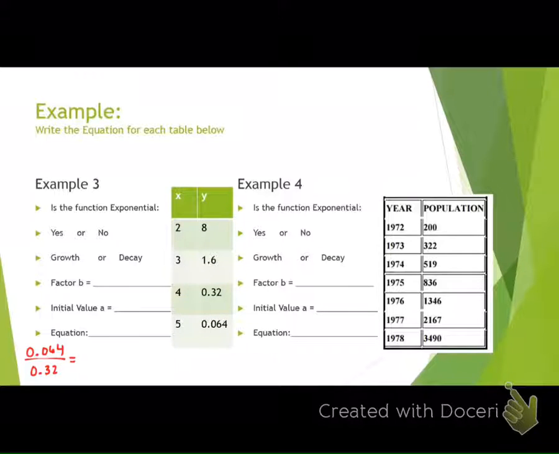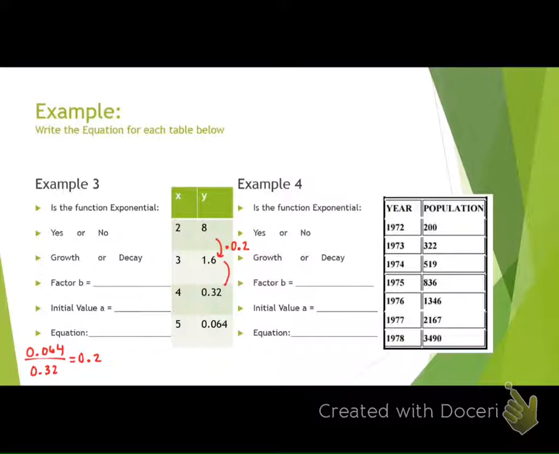So go ahead and do 0.064 divided by 0.32 in your calculators. And what do you get? Okay, so what we're going to do here is just check that that is actually true. Do 8 times 0.2 in your calculator and see if it gives you 1.64. Did that give you 1.64?